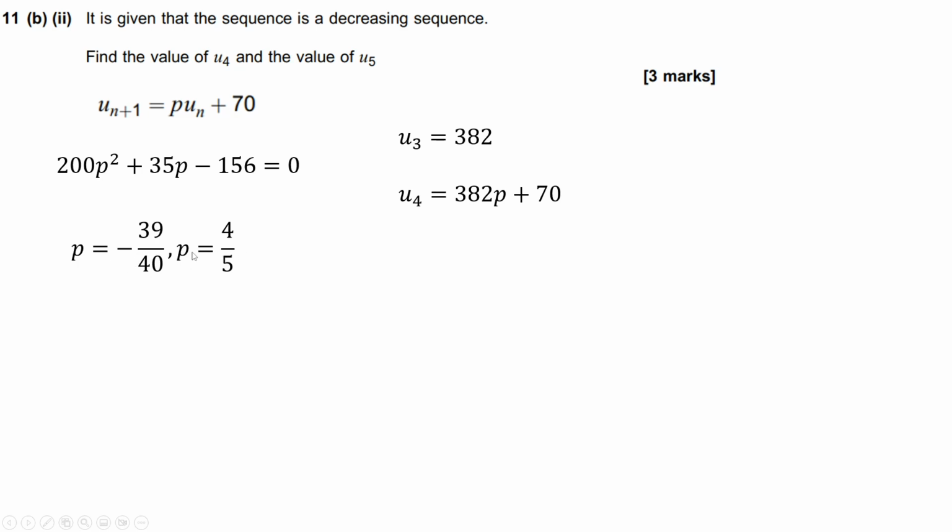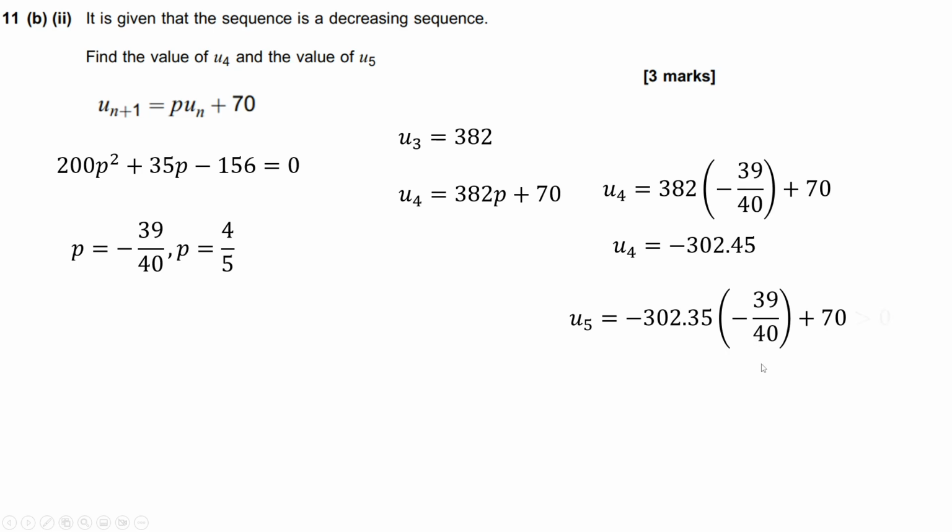Now, don't just assume that because it's a decreasing sequence, p must be this one here, which is negative, and so that must be the answer. Slow down a little bit and just try it. You've got 2 hours for this exam, so just try stuff. Plug in this. So you'll get this, and then just plug in to get u4, and u4 is this. Now find u5. Whatever it is, it's going to be greater than 0 because we've got a negative multiplied by a negative and then add 70, so it's just going to be a positive.